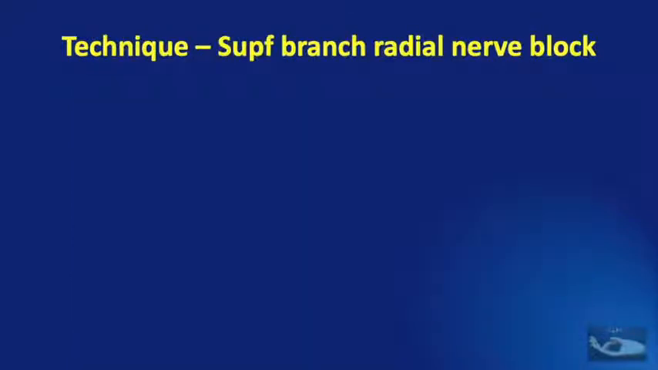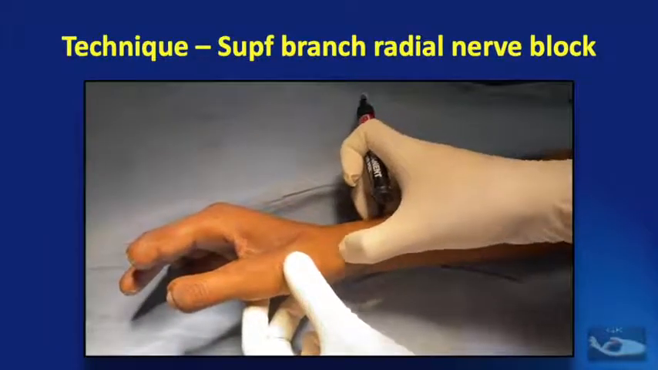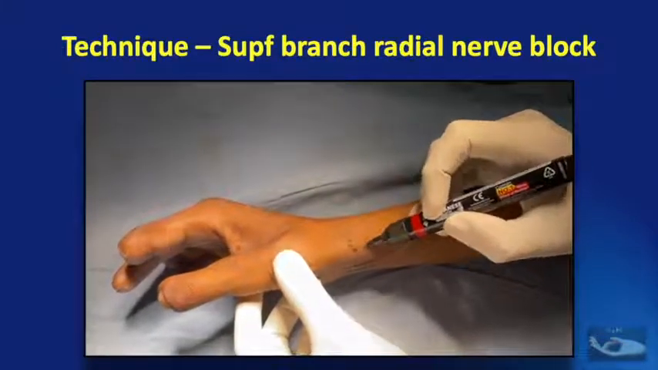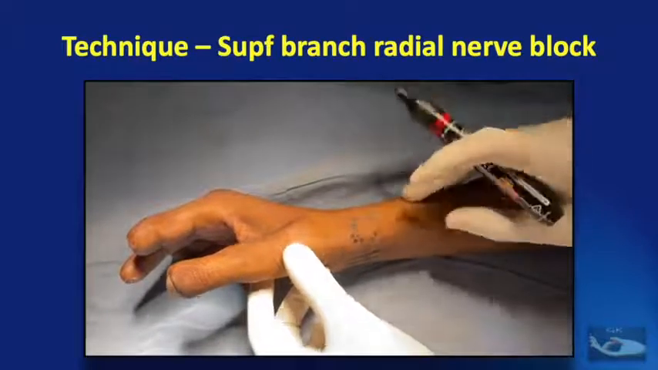Now for the technique of blocking the superficial branch of the radial nerve. The surface marking of the superficial branch of the radial nerve is made as has already been described, and a subcutaneous cuff of the drug is going to be deposited in this area.